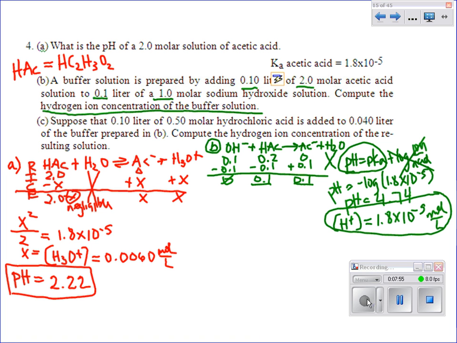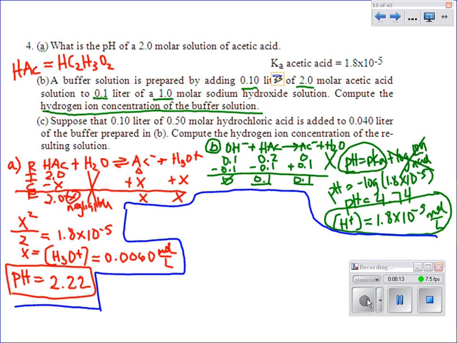Part C. Suppose that 0.1 liter of 0.5 molar hydrochloric acid is added to 0.04 liter of the buffer prepared in A. Oh, what are we doing here? We're adding H+, so we're invading, but what are we invading? The buffer from above. So we're invading HAC and AC minus. Which one of those two things is the H+ going to react with? AC minus. So our invasion equation for the Stoich table.